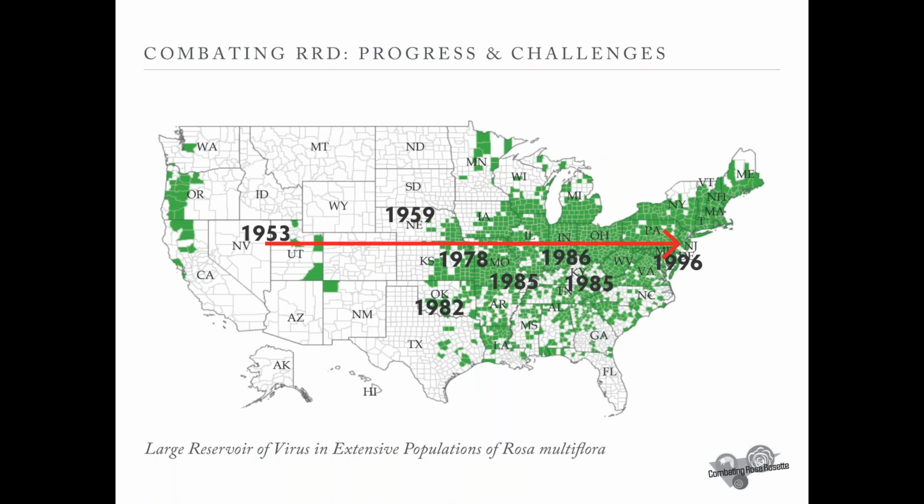And where you see all the green on this map, that's not RRD. That's, in fact, our native populations of what is an invasive foreign rose, Rosa multiflora. And as we'll talk about later, has contributed to this march from the dry west all the way to the east coast, finally arriving on the east coast of the United States in about 1996, where we reported it in Delaware.